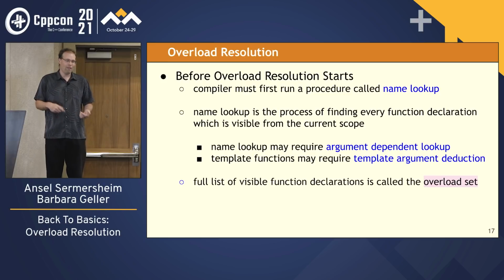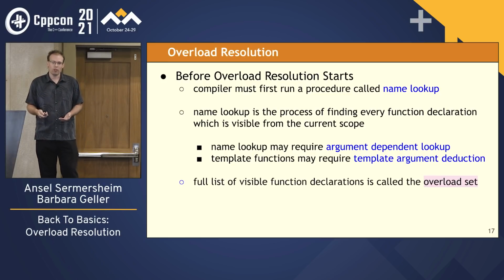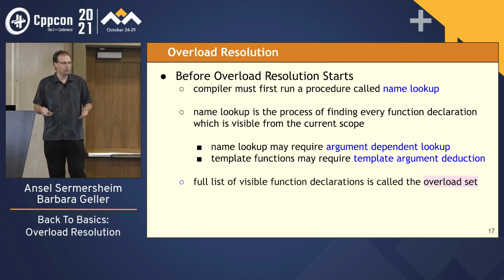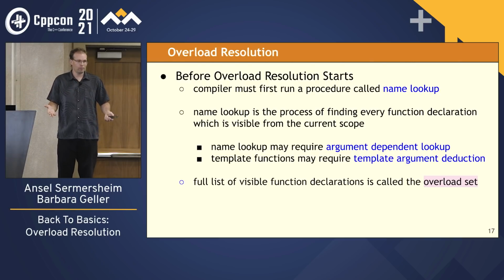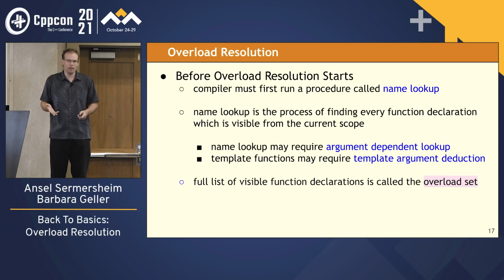Template functions, if any of them are found during this process, may require template argument deduction, where the compiler looks at it and says, what should I deduce the T's to in this call to do the best job of instantiating this template? Once the compiler runs through that entire process, we now have a list of visible function declarations. We call that the overload set for this particular call. And it's going to be different for every call because the scope may be different and the arguments may be different.